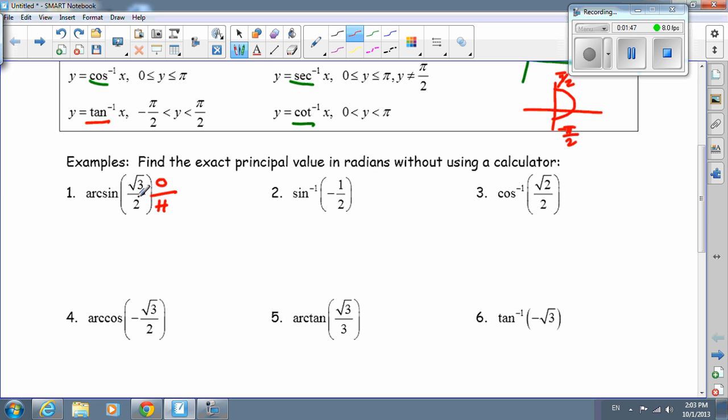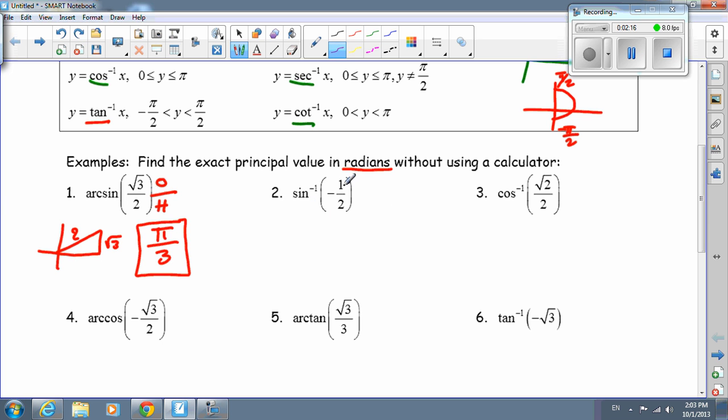Since it's positive, top and bottom are positive, you understand that it's in the first quadrant. And if it's in the first quadrant where the opposite is square root of 3 and the hypotenuse is 2, the angle that we're looking for here is actually a 60-degree angle. But because we're doing everything in radians, instead of 60, I would say it's pi over 3. And that is my answer. But we know that the reference, of course, is 60. Let's do the same thing for the next one.